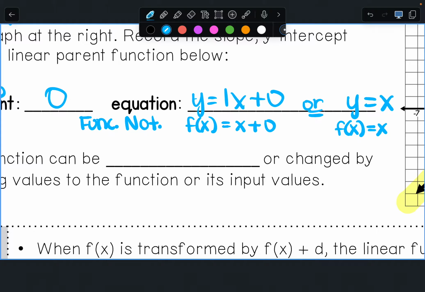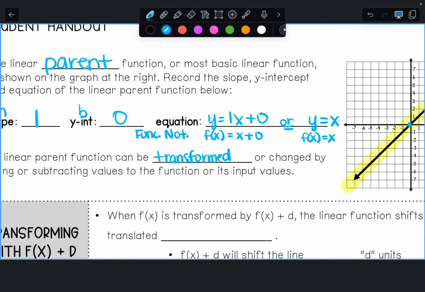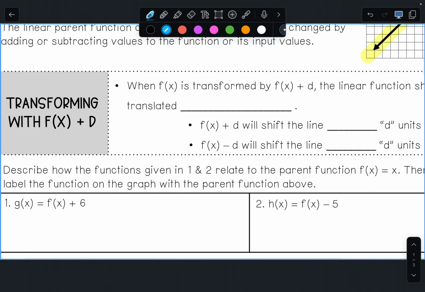But the linear parent function can be transformed or changed by adding or subtracting values to the function or its input values. The first transformation that we're going to look at is adding or subtracting a number at the end of the equation, plus or minus d. When you transform this, it's actually going to change the y-intercept.